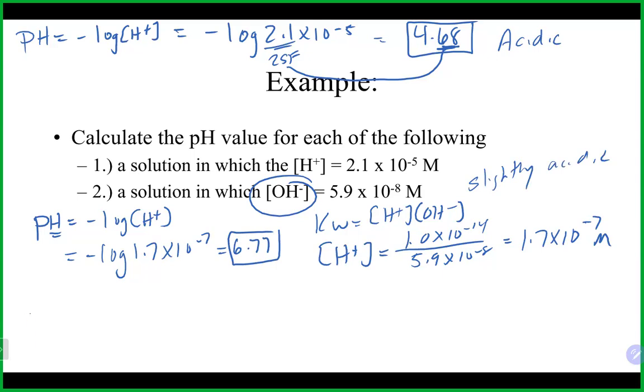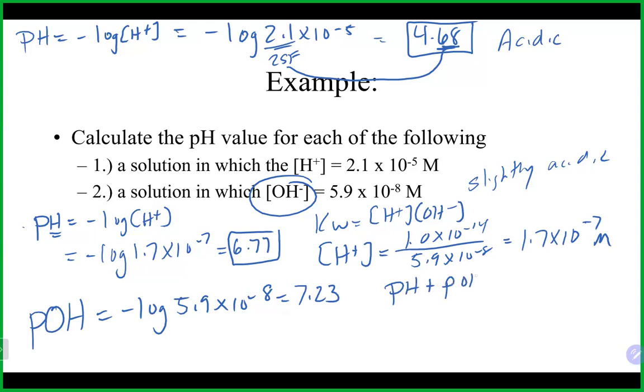Now, if you just rolled right into the equation here, minus the log of 5.9 times 10 to the minus 8, and you got 7.23, you obviously did not calculate pH, but you calculated our friend pOH, which is not necessarily a bad thing, because there is a nice relationship that if you take the pH plus the pOH, you get 14, which means if you want the pH, it would be 14 minus the pOH, which would be 14 minus 6.77.